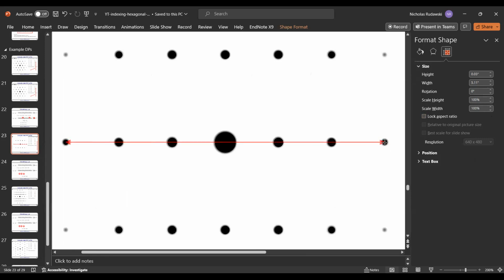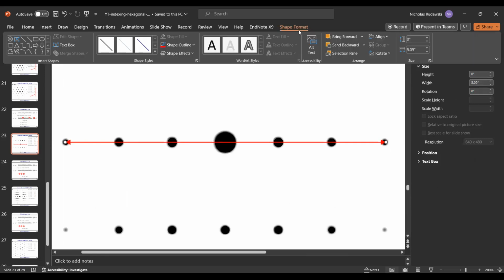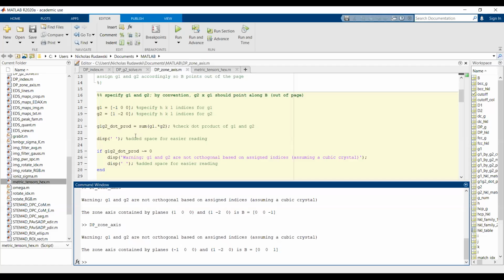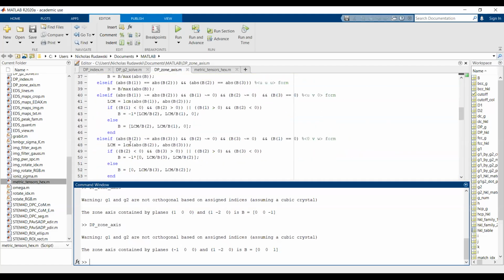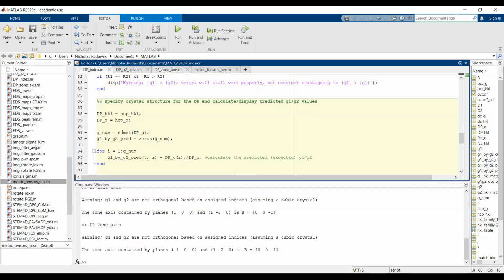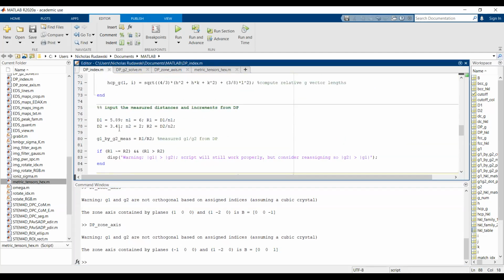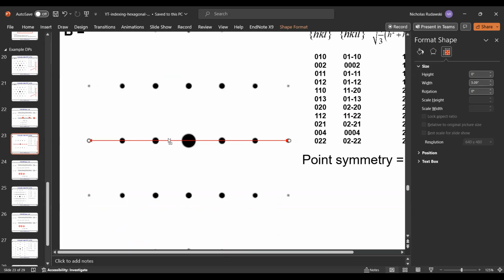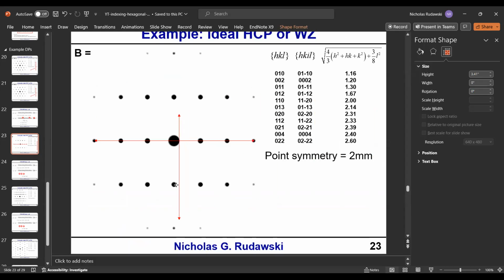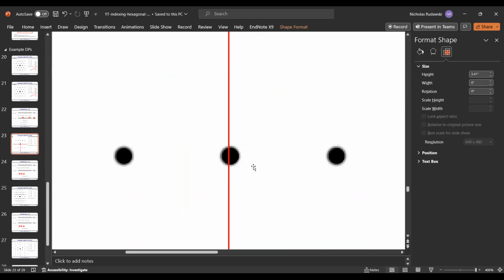The other option, if we wanted to be super sticklers here. So this is claiming that it is. Okay, so we have 5.09 over 6 gradations. So we'll go back to MATLAB here, and we'll go to DP index. 5.09, 6 gradations. Okay, and we'll go to this guy. So now we have 4 here.